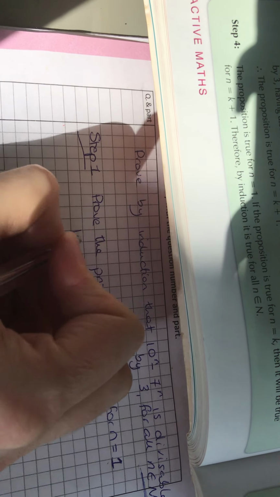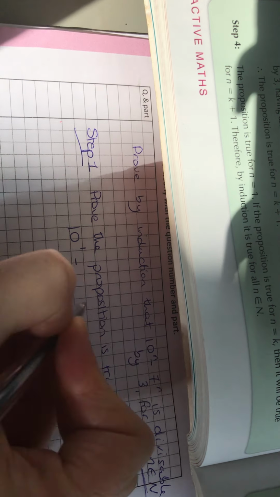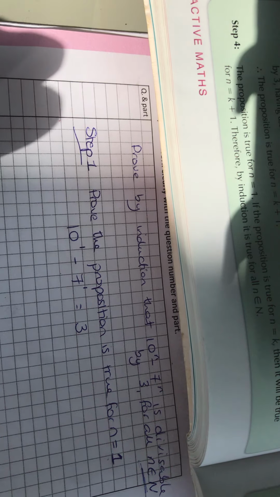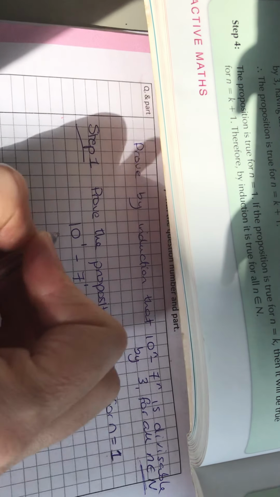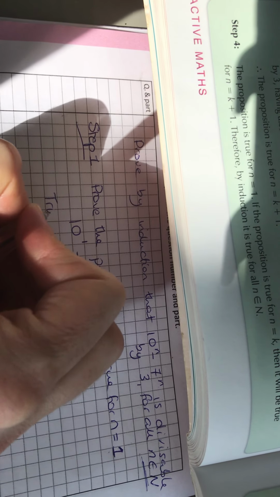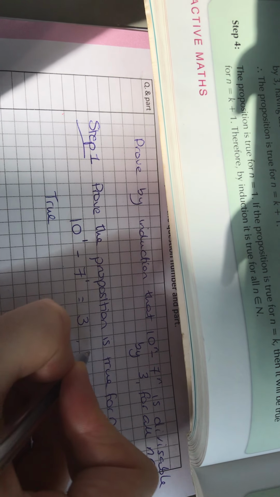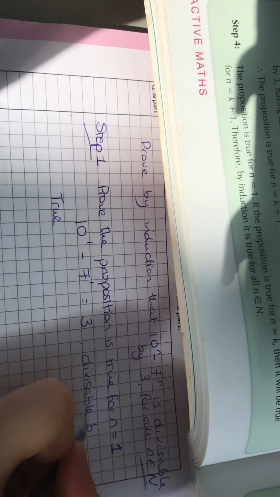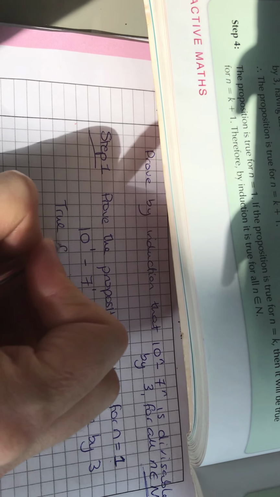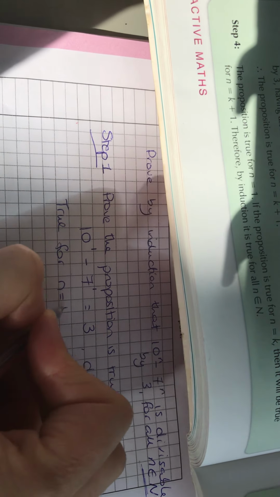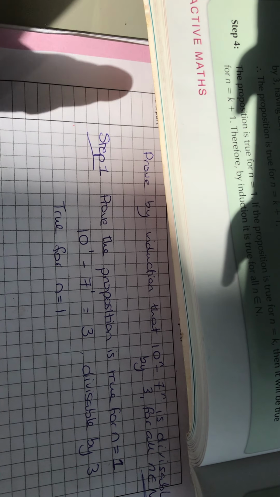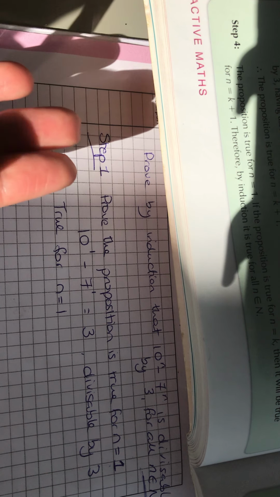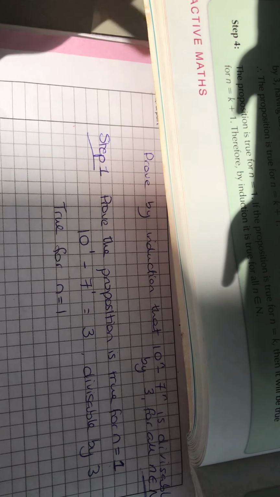So I go for 10 to the power of 1 minus 7 to the power of 1, which gives me 3. Is that divisible by 3? Yes, it is. So you can just say yes, divisible by 3. True for n equal to 1. So that first domino I've now pushed. And if I continue doing my steps here, all the rest of them will just fall without me even subbing them in.